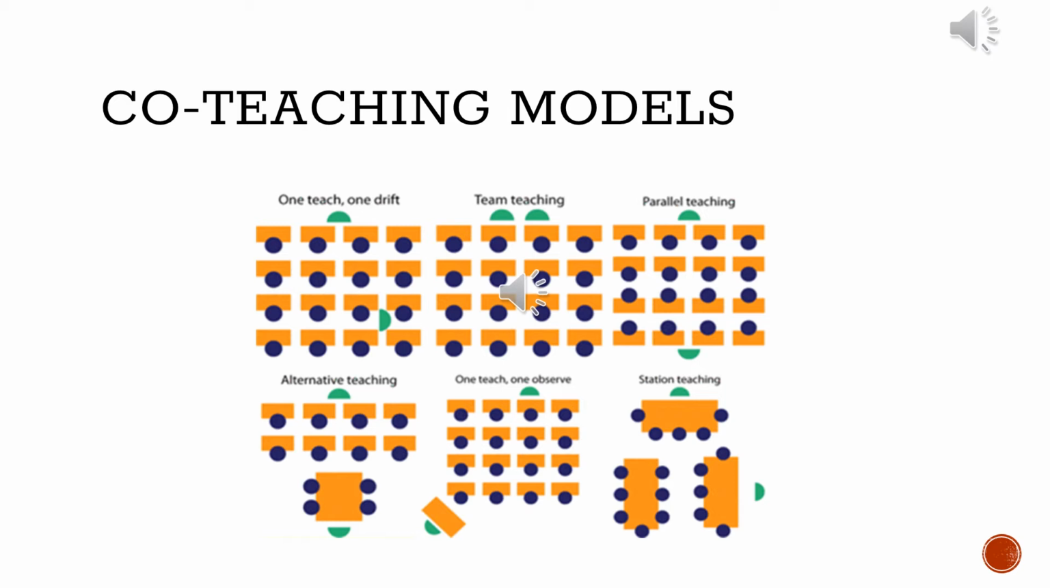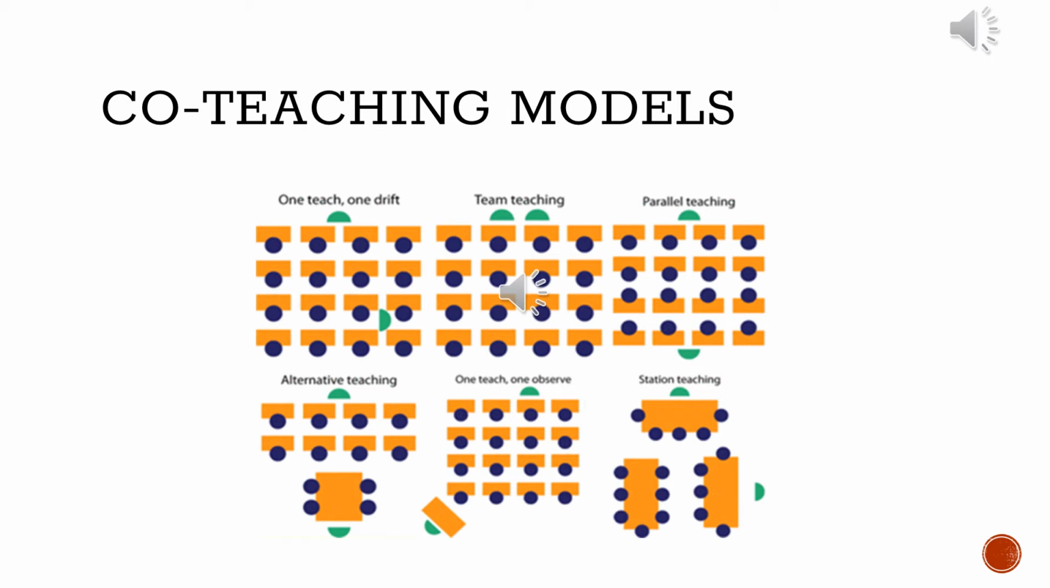Next, we look at station teaching. This is very much like your traditional centers or stations. This again allows for that small group interaction and that opportunity to individualize instruction. Groups in a co-teaching classroom, usually you have two groups that are receiving direct instruction, while you have a third group that's doing independent work.